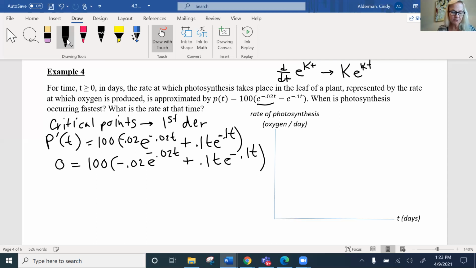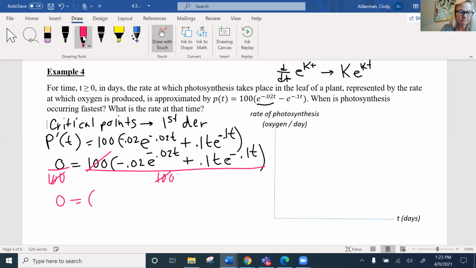Okay. So the first thing I'm going to do is get rid of that 100 by dividing both sides by 100. Sorry, this ends up just being 0. So we've got negative 0.02 e to the negative 0.02t plus 0.1t e to the negative 0.1t. Oh, wait, I left something out here. Let's see. First derivative. Yeah, this becomes a plus because a negative times a negative. That's right. Okay.